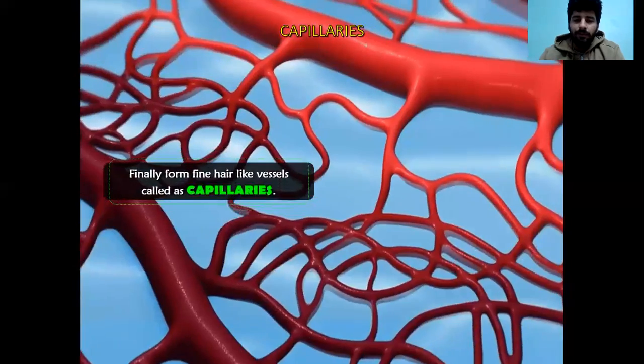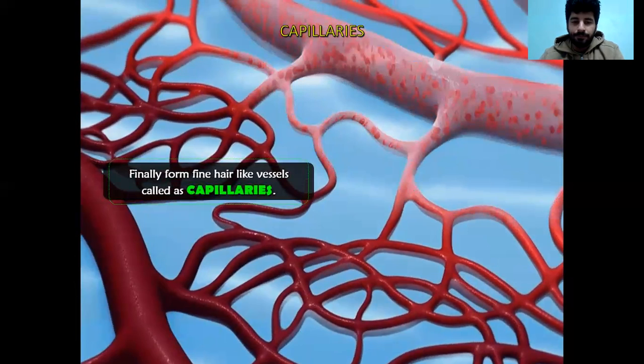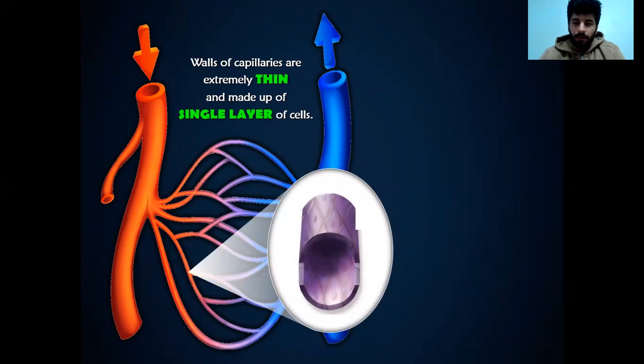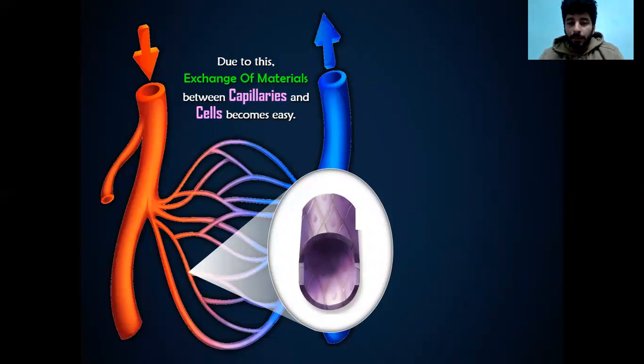Finally, these will form fine hair-like vessels, which we call capillaries. Obviously their outer layer is going to be very thin. It is going to be made up of a single layer of cells so that the exchange of nutrients, waste material, and oxygen, whatever the cell produces as waste and whatever the cell needs from the blood, is going to become easier between the capillaries and the cells.